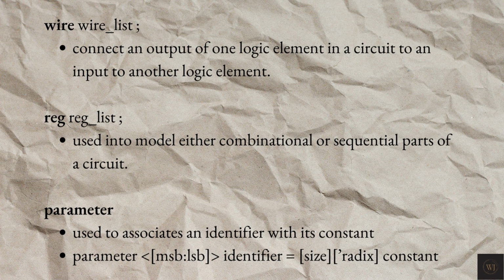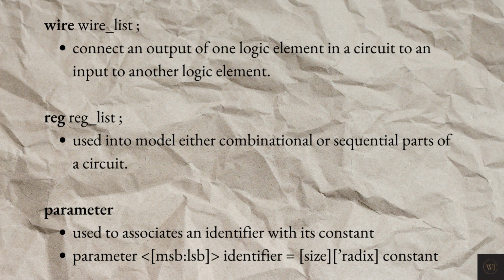Wire list: connects an output of one logic element in a circuit to an input of another logic element. Reg list: used to model either combinational or sequential parts of a circuit. Parameter: used to associate an identifier with a constant.